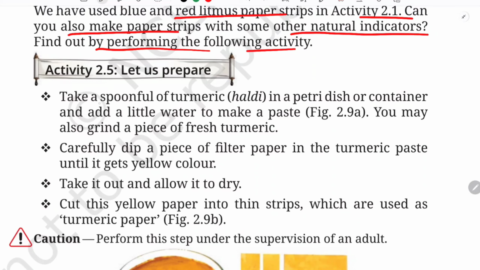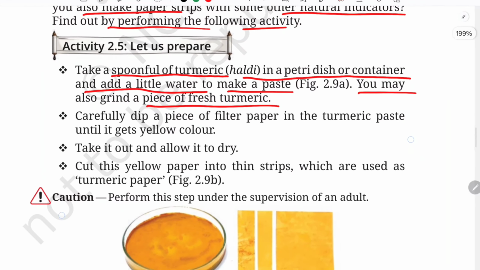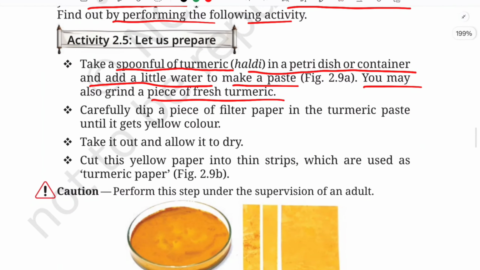Take a spoonful of turmeric, haldi, in a petri dish or container and add a little water to make a paste. You may also grind a piece of fresh turmeric. In order to perform this experiment, you can take fresh turmeric as well as powder turmeric. If fresh turmeric is available, you can use that. If powder is available, you can use that. You have to add a little water and make a paste.